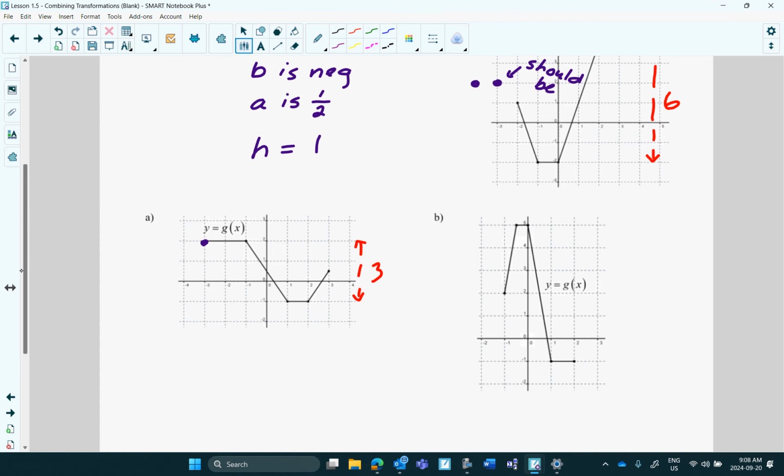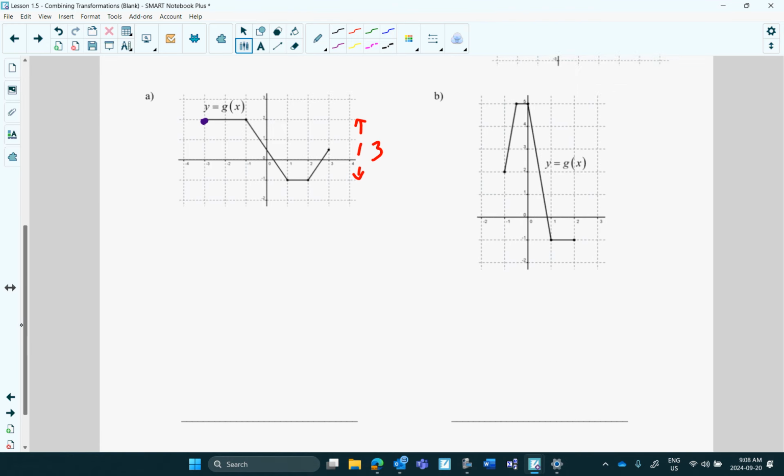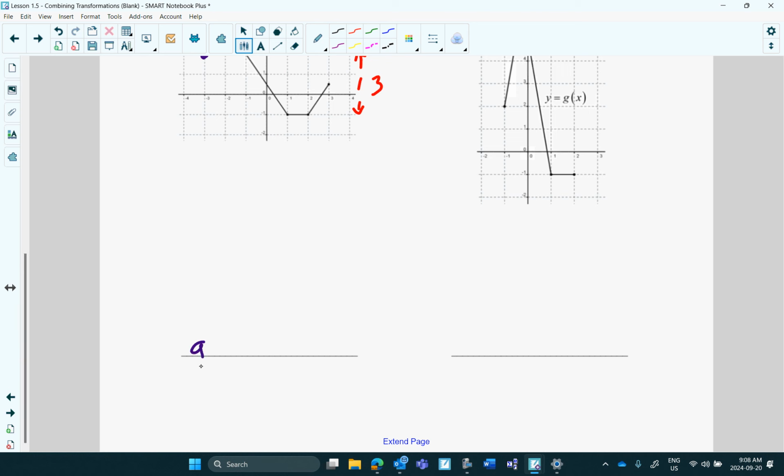B is negative, A is 1/2, H is 1. So that means G of X, and if you don't write the G of X equals, that's fine. Okay. A, which we've said is a half. Then F, open bracket, because we've got B and H, so we need brackets and parentheses. B is negative. Open parentheses, X minus H is 1. Close the parentheses and brackets, there's no vertical shift going on.